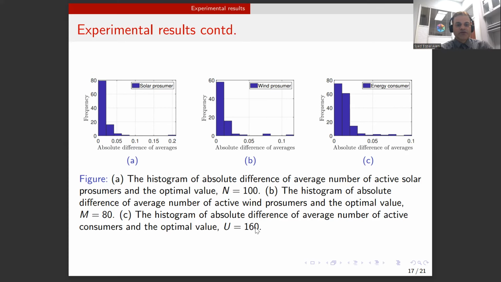One more thing I would like to say here is that the optimal values are calculated using CVX, and they are done in a centralized way. So we formulated the problem for a centralized solver. So the optimal values are obtained by the solvers.